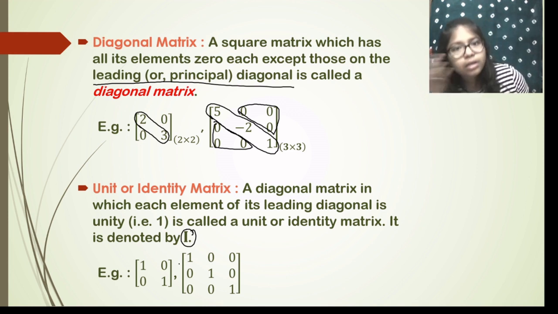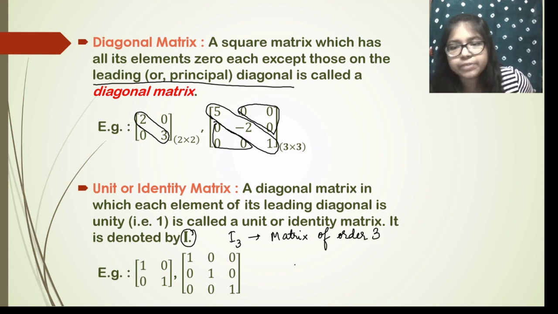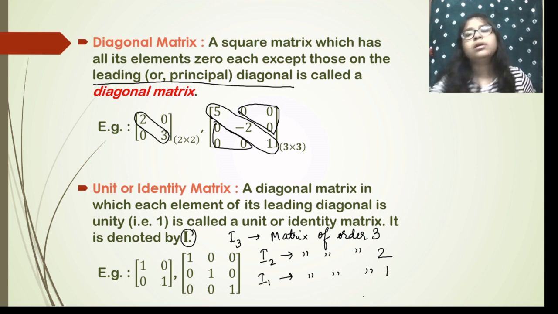In question paper, it can be given I3. I3 means I am writing matrix of order 3. I2 means matrix of order 2. I1 means matrix of order 1. If only I is given, the order of the matrix will depend on the question, on the order of the other matrix given in the question.